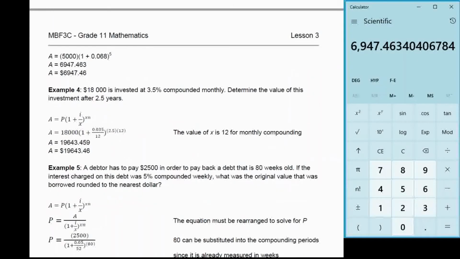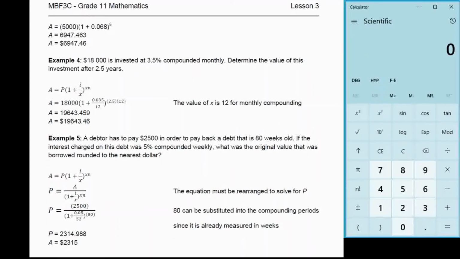The next question is a monthly compounded question. So let's say we have $18,000. It's compounded monthly, so I write in 1 plus 0.035. Then I have to divide by my x for monthly. And for monthly compounding, the x would be 12, so I divide this by 12. I raise this to the power of the number of years, 2.5, times my x, which is 12. And I end up with $19,643.46.